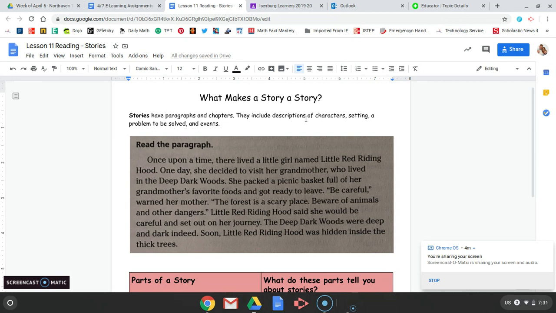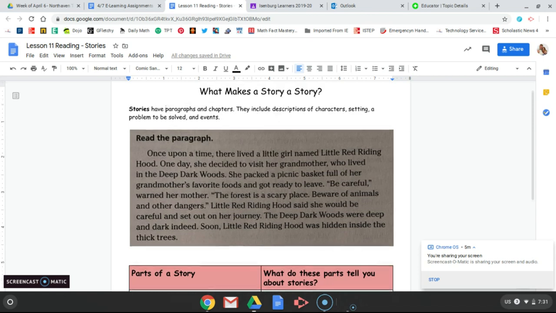It also says they include descriptions of characters, the setting. So in a play yesterday, we read about how the characters and setting are at the very beginning of the play so that the people who are performing the play can know where they are and who's in the play before they even start and get ready. Well, in a regular story, you just have to read until you find out about the characters and the setting. So remember that the characters are who the story is about, and the setting is when and where the story takes place.